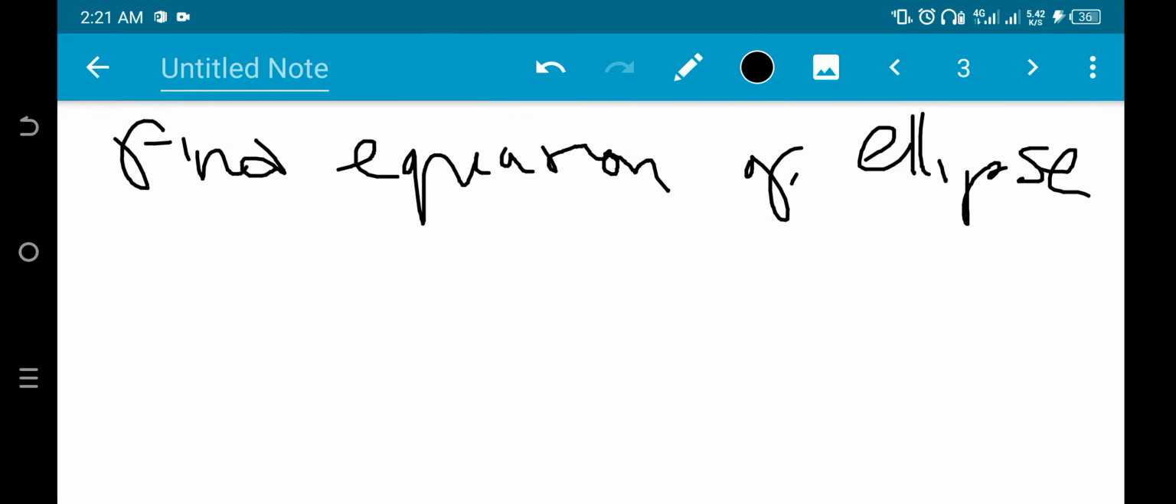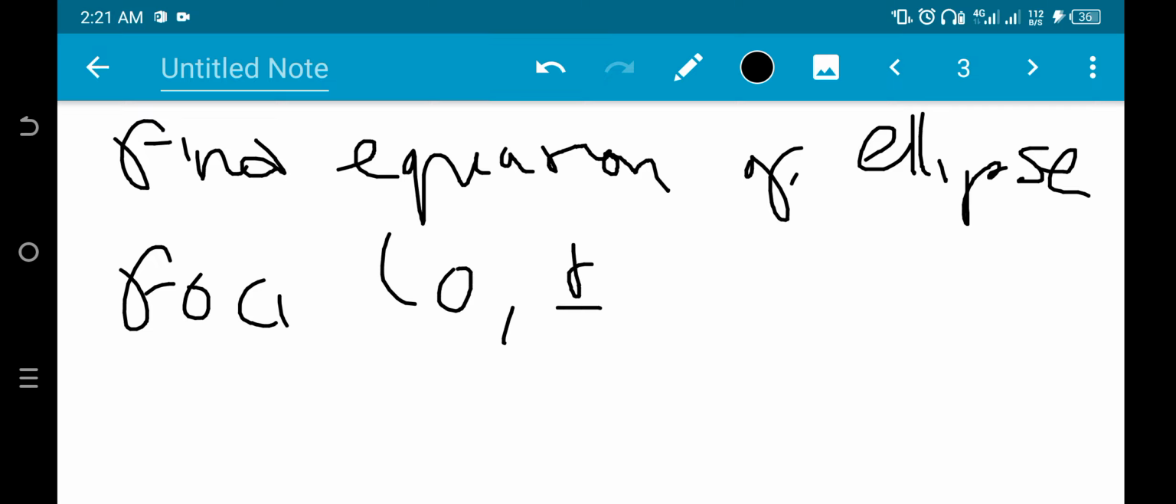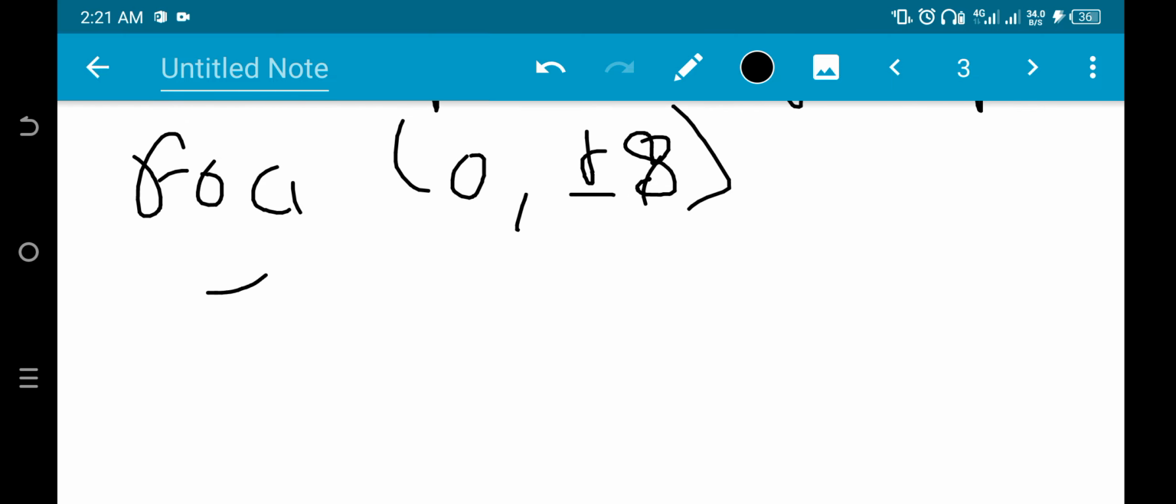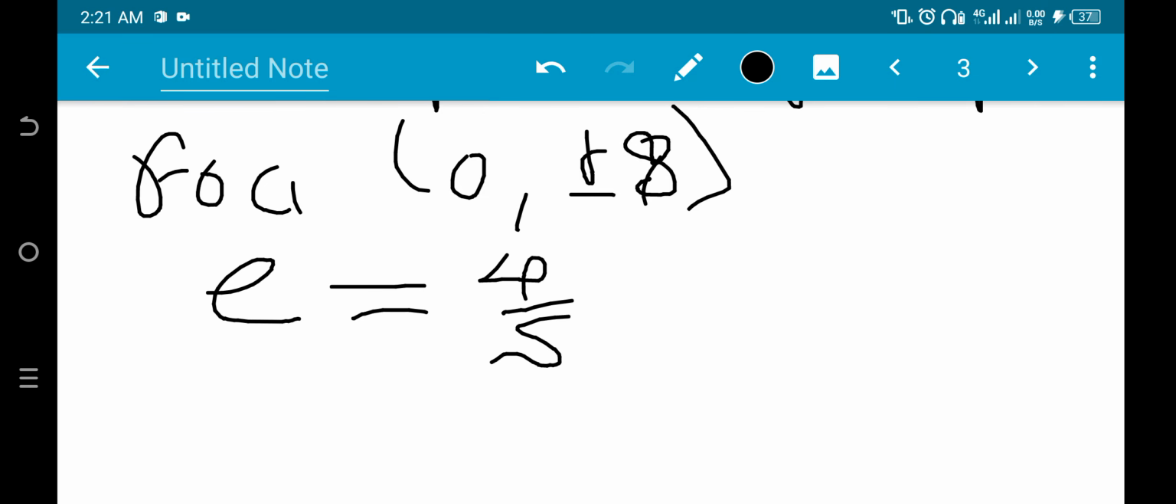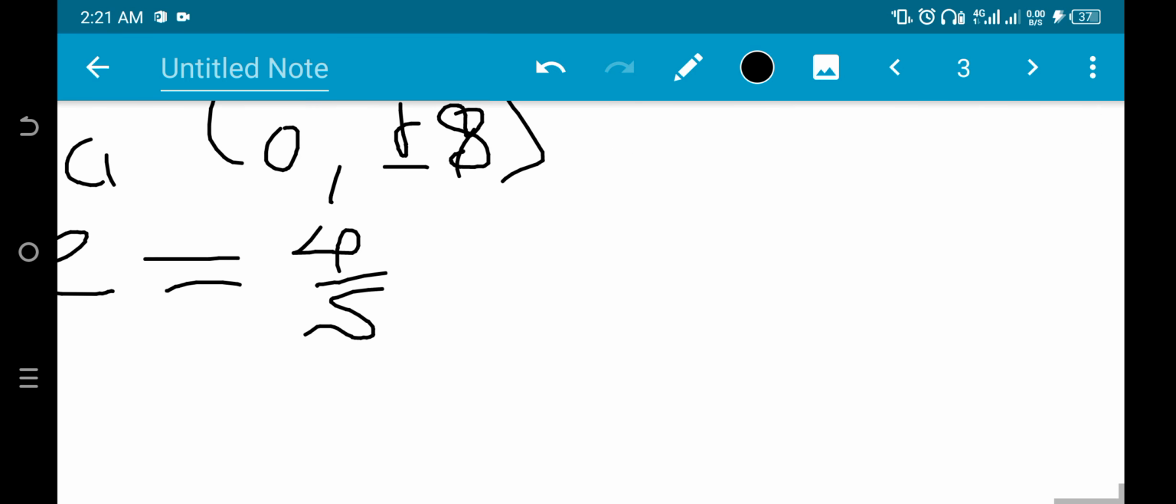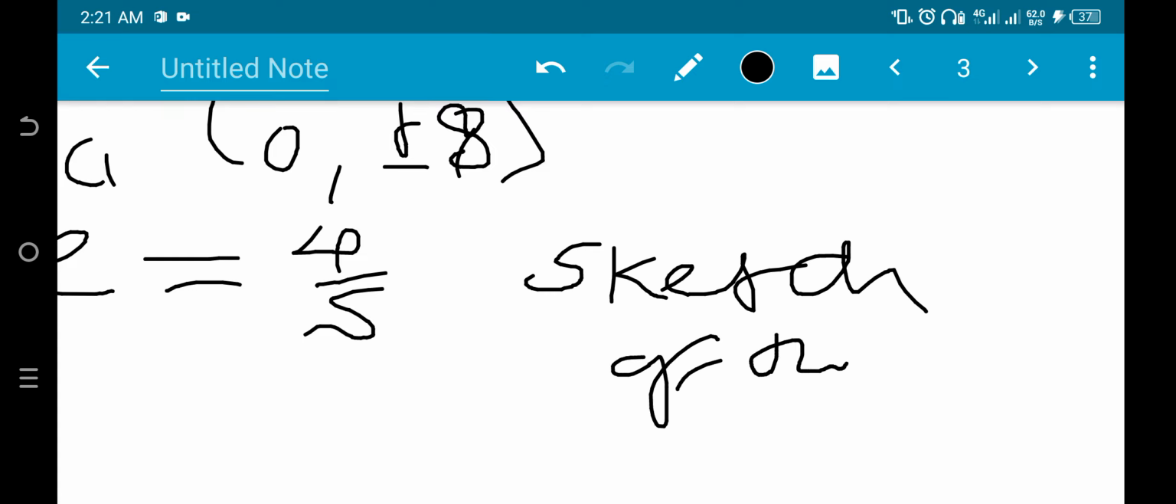Told to find the equation of the ellipse. Then they're telling you that the focus is (0, ±8). Then they have said that the eccentricity is equal to what? 4 over 5. And then they have also told you to do what? A sketch of the graph.